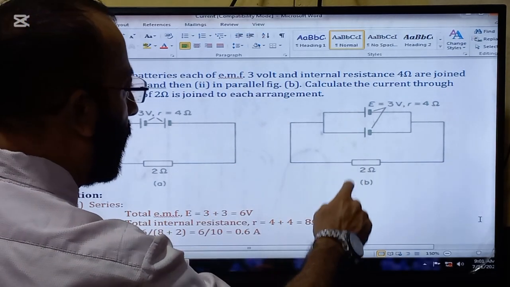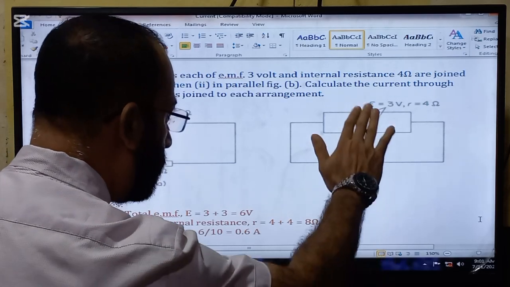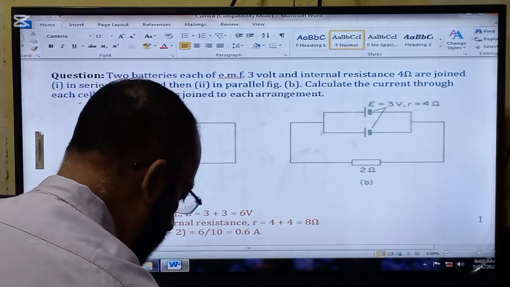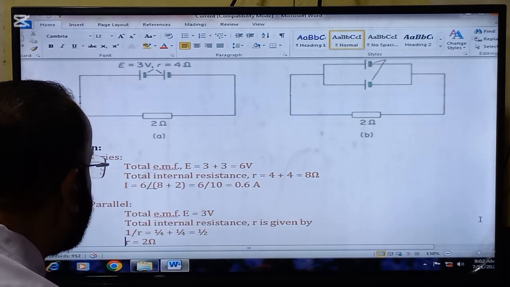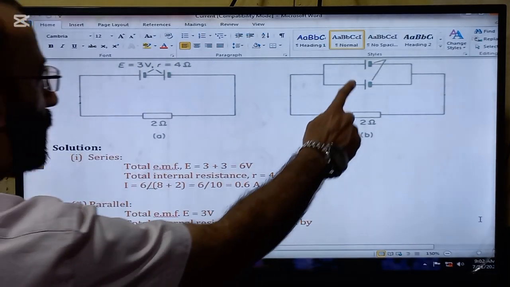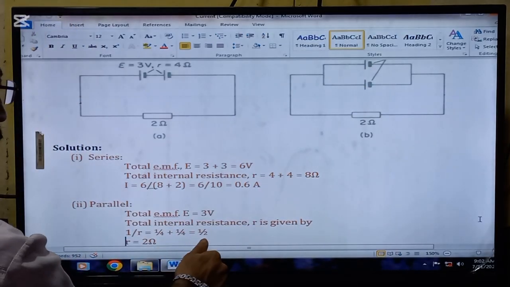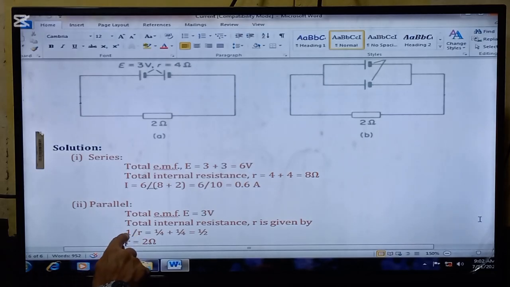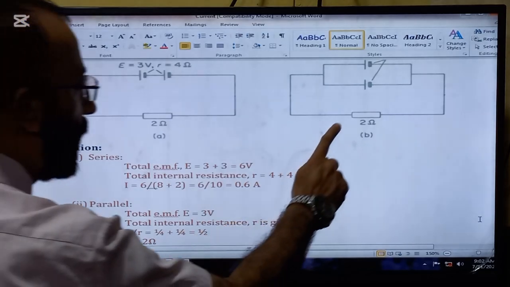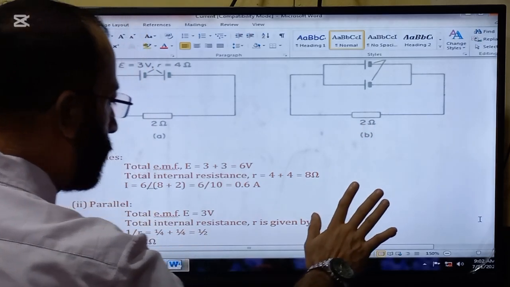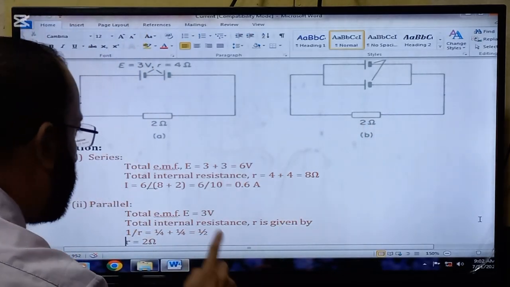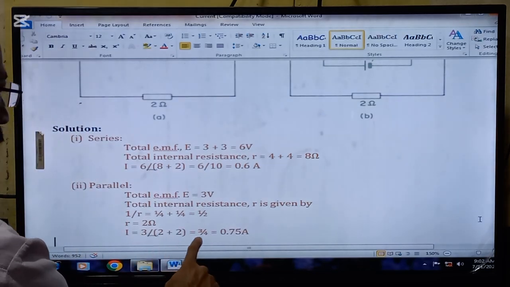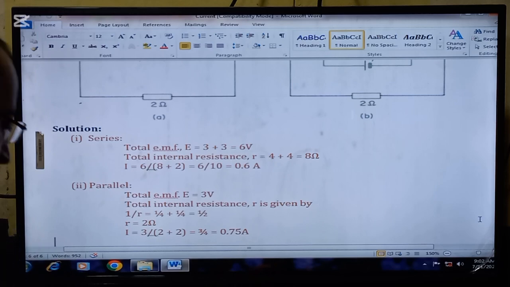Whereas in parallel, EMF will be 3 volt for both of these cells. The resistance will be 1 over R is equal to 1 by 4 plus 1 by 4. That will be equal to 1 by 2. Take the reciprocal of this one, so R will be equal to 2. And a wire of resistance 2 ohm is also joined. So I is 3 over 2 plus 2. Solve it on the calculator. That will be the answer.